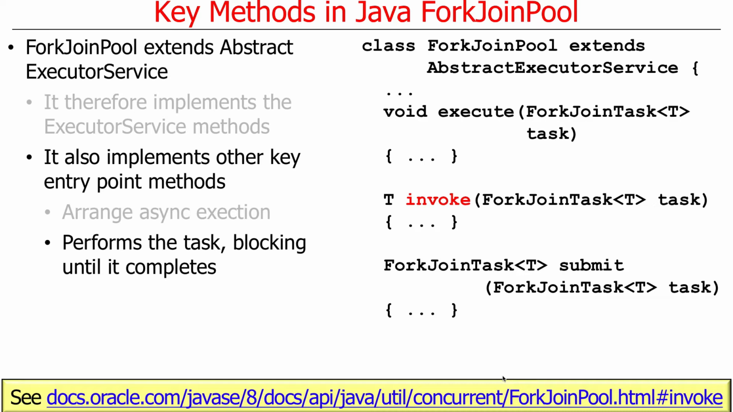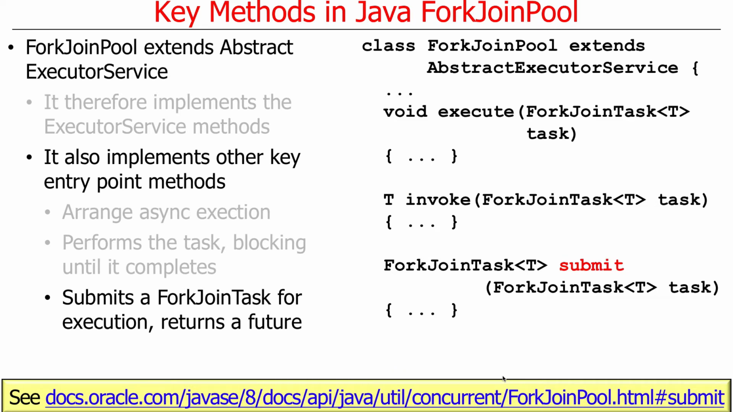Invoke is used to perform a task and then block until the task is complete. You can see you get a result back, which is whatever the task returns as its return value. That's what I most commonly use for my examples. And then there's also a method called submit, which submits the ForkJoinTask to the pool for execution and returns a future.